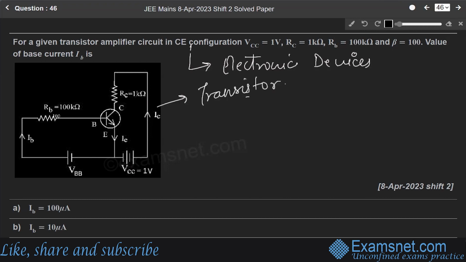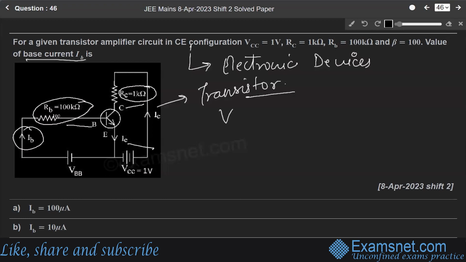Here this is RC. RC is a resistor across the collector C. This is collector, this is base, and this is emitter. RB is the resistor across the base, and we have to find the base current IB. There is a very simple formula for this, that is VCE equals VCC minus IC into RC.